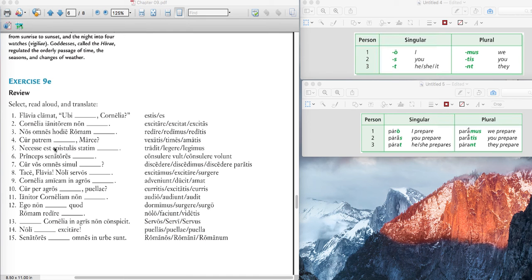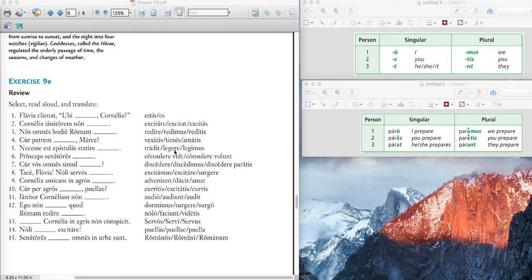Number five, necesse. We've seen this. This is "it is necessary." And "it is necessary" is often followed by an infinitive form. It is necessary to walk. It is necessary to eat to stay alive. It is necessary to laugh, otherwise we're miserable, etc. So necesse est, and then which one is the infinitive?